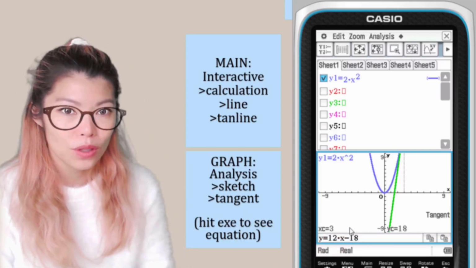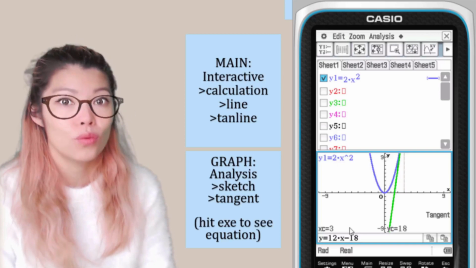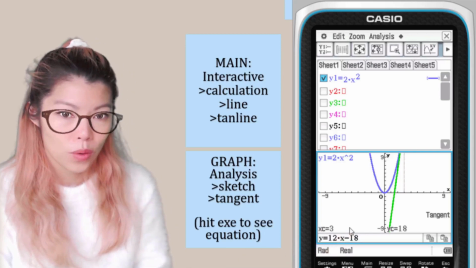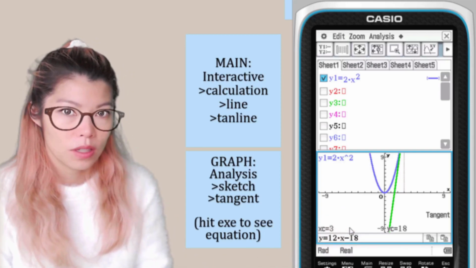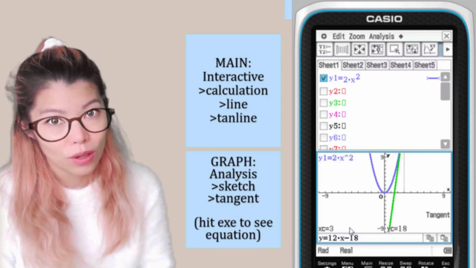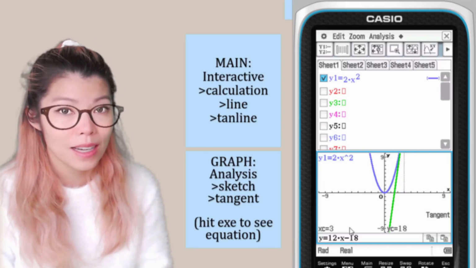I hope that was useful. Use your CAS, practice, because you will need to do these things really quickly, like obtain the equation super quick. See that with a CAS, it was pretty much instant. You didn't have to do all the calculations, but you also need to know how to do the calculations by hand. So practice, and I'll see you next time.